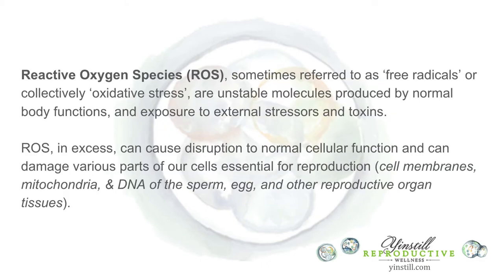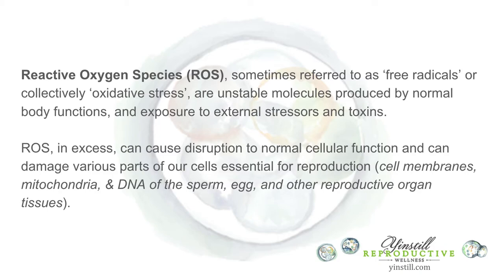Reactive oxygen species, or ROS, sometimes referred to as free radicals or collectively oxidative stress, are unstable molecules produced by normal body functions and exposure to external stressors and toxins. More technically, examples of ROS in the body are hydrogen peroxide, superoxide, and the evil hydroxyl radical. These little critters in excess can cause disruption to normal cellular function and can damage various parts of our cells. For our purpose, cell membranes, mitochondria, and DNA of the sperm, egg, and other reproductive organ tissues.